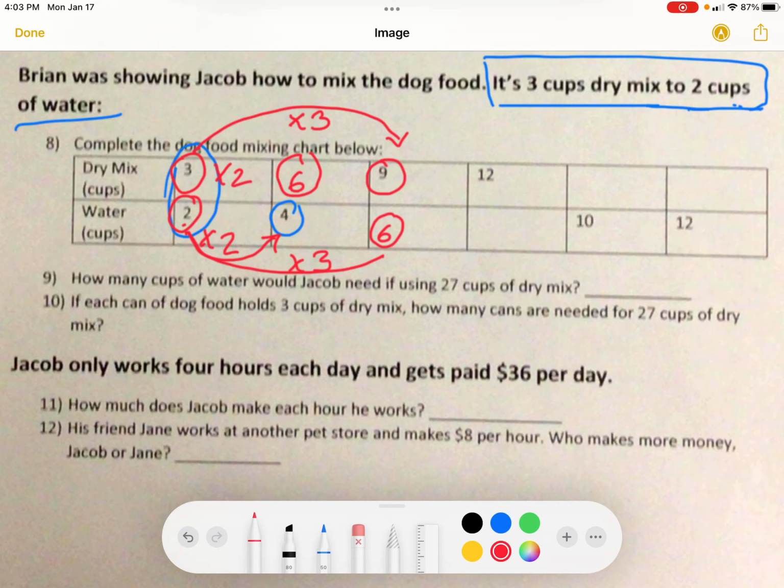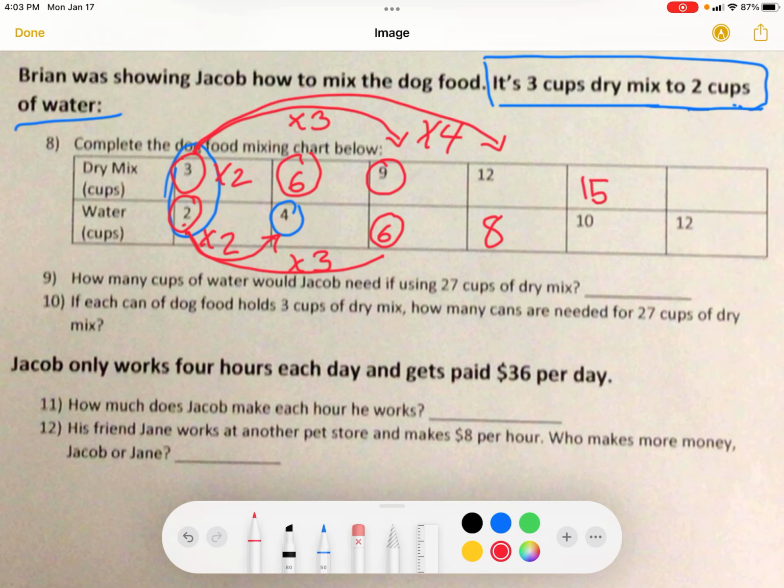Next one, from 3 to 12, I am making it bigger. How much bigger? 4 times bigger. So 3 times 4 is 12 and 2 times 4 will give me 8. Next one, 10 cups of water. So originally it was 2, now it's 10. That means my recipe increased by 5 times because 2 times 5 is 10. So I'm going to do 3 times 5 is 15.